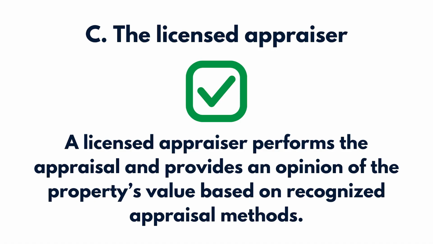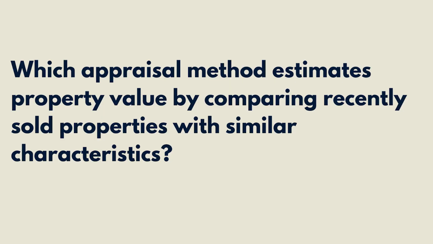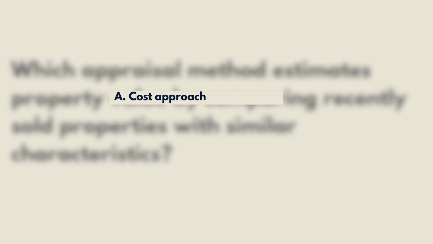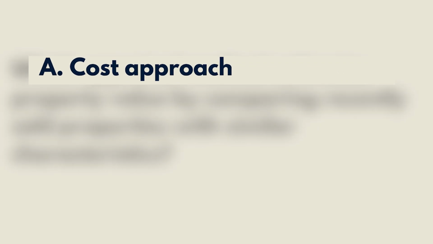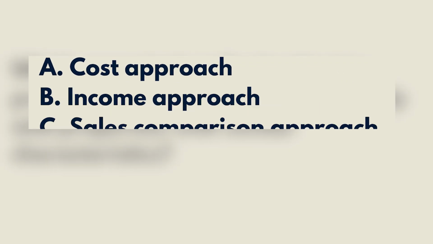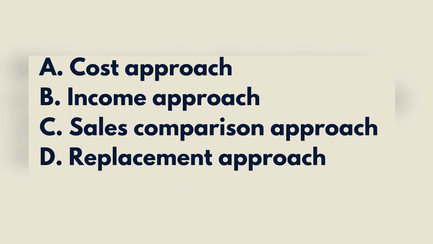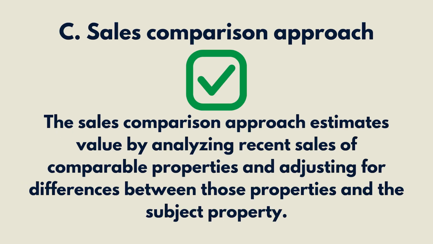Now let's look at appraisal approaches. Question 3. Which appraisal method estimates property value by comparing recently sold properties with similar characteristics? A. Cost approach. B. Income approach. C. Sales comparison approach. D. Replacement approach. The correct answer is C. The sales comparison approach estimates value by analyzing recent sales of comparable properties and adjusting for differences between those properties and the subject property. This approach is commonly used for residential real estate.